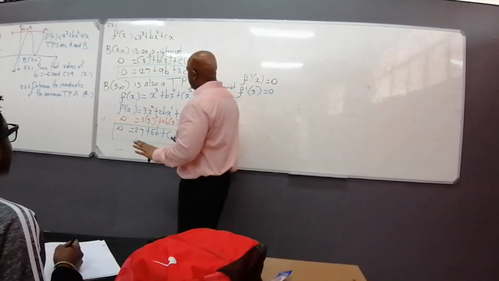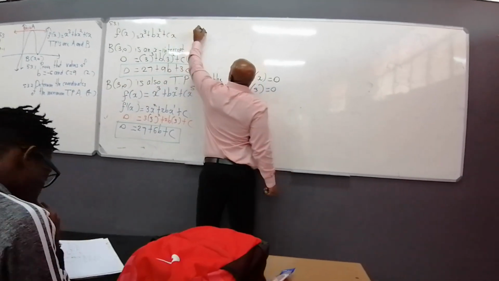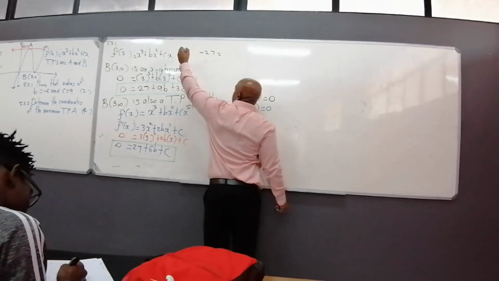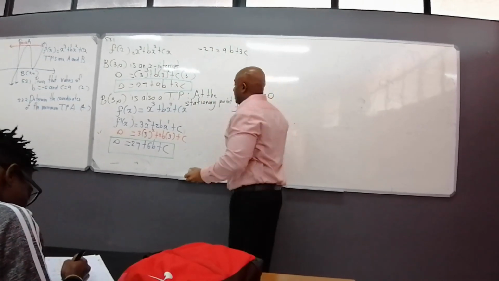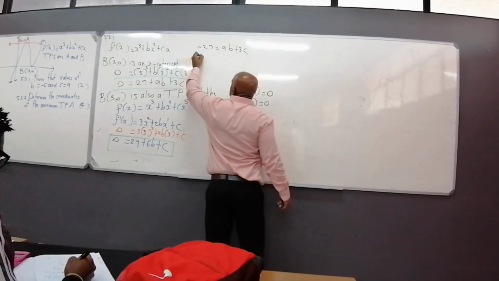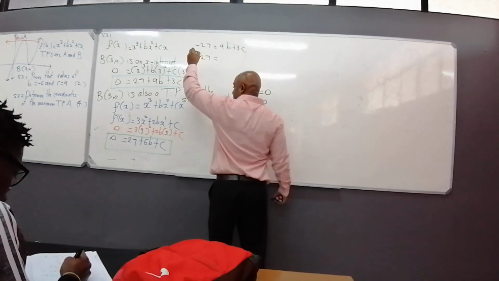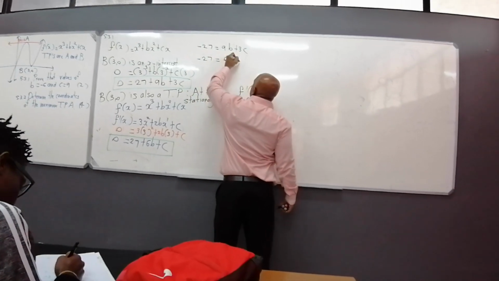Okay, so we're going to solve simultaneous equations. Let me just take this constant to the left-hand side. Minus 27 is equal to 9b plus 3c. And the other equation there, I have minus 27 is equal to 6b plus c.